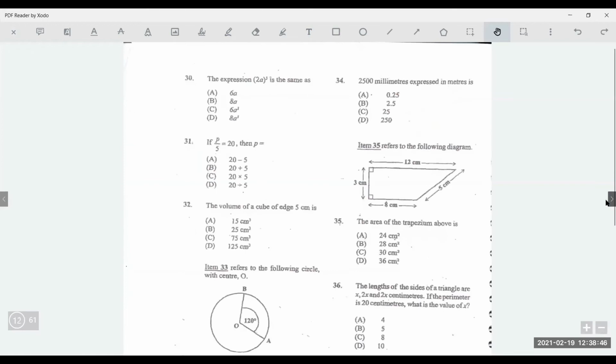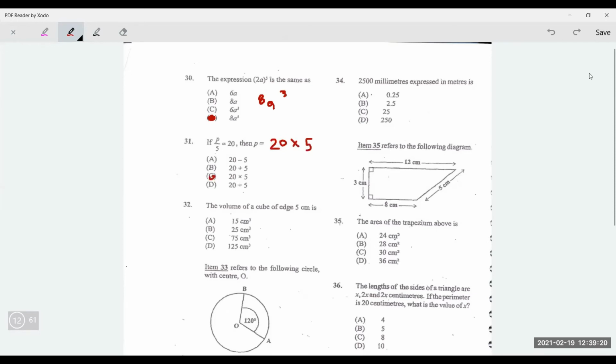We're finally halfway there. It says the expression 2a cubed is the same as 2a all cubed. 2 cubed is 8. So you get 8a cubed, which is option D. Nice. Question 9. It says if p over 5 is 20, then what is p? To find p, we have to transpose and multiply both sides by 5. So p is 20 times 5, which is option C. Nice.